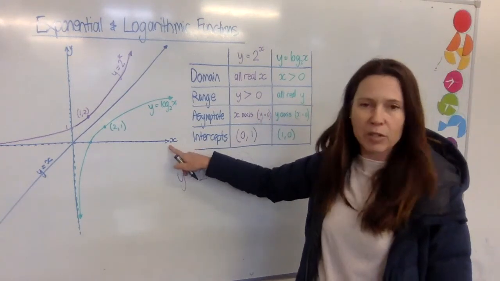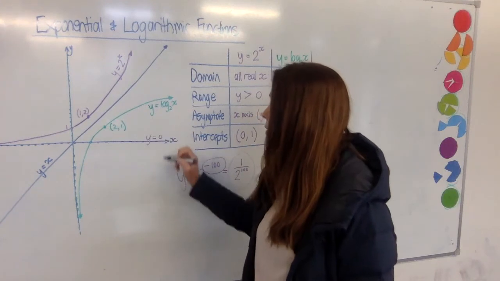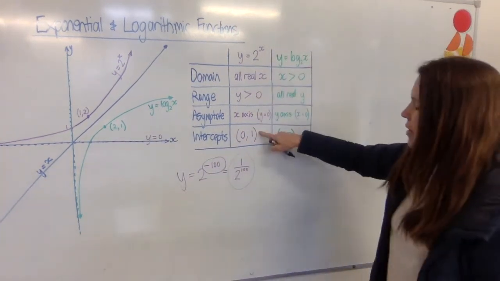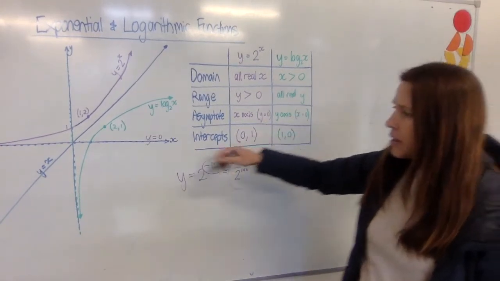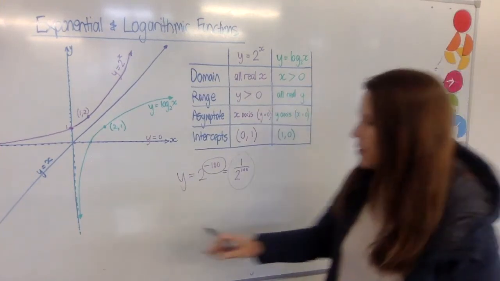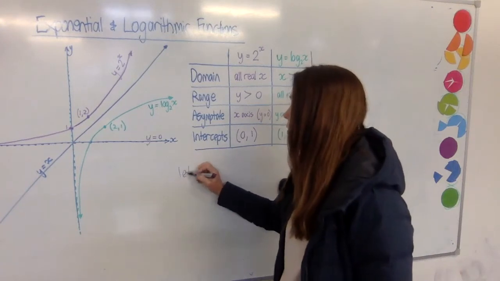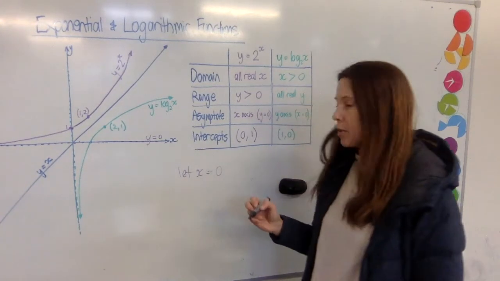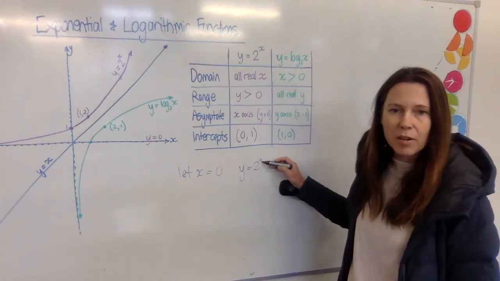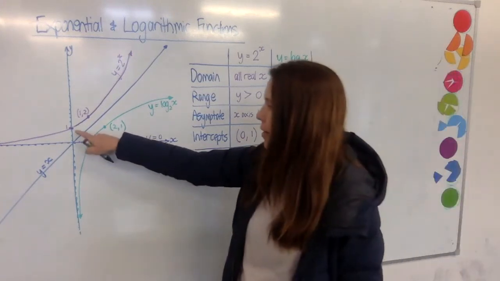Now that line, we normally call it the x-axis, don't we? But it's also the line y equals 0, because y equals 0 for all of the points on that line. And the only intercept that this graph has is here at (0, 1). Why does it have an intercept there? Well, if we say let x equal 0 to find the y-intercept, then y equals 2 to the power of 0, and anything to the power of 0 is just 1. So we get that point (0, 1) right there.